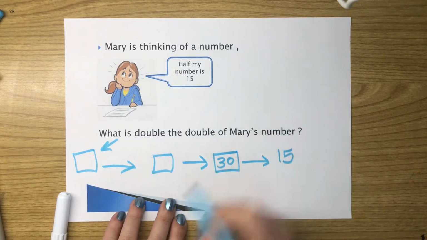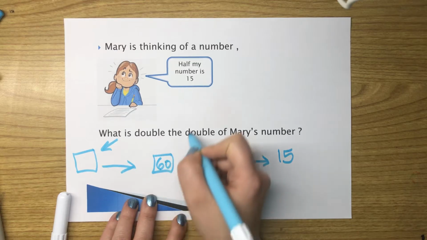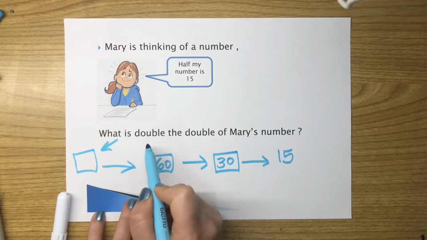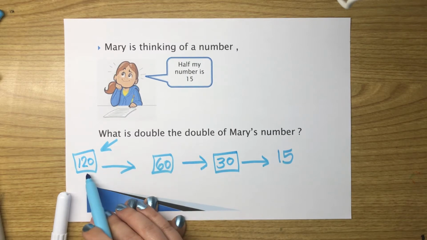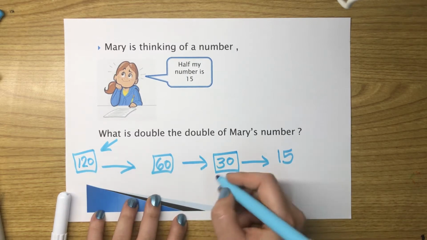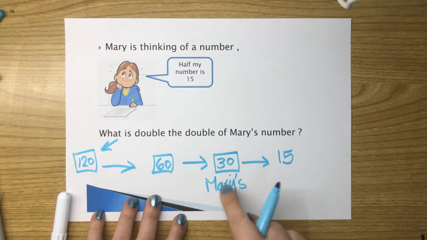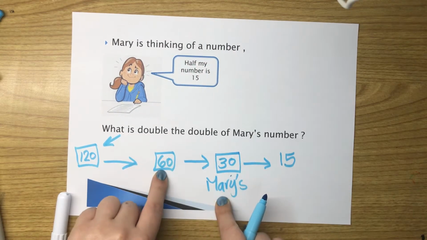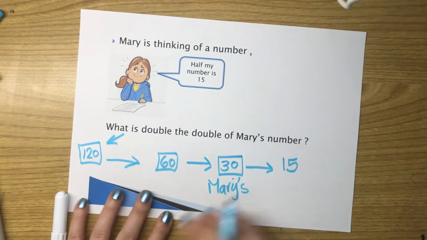So 15 times 2 equals 30. 30 times 2 equals 60. 60 times 2 equals 120. So double the double of Mary's number. This is Mary's number. So the double of it is 60, and the double of the double is 120.